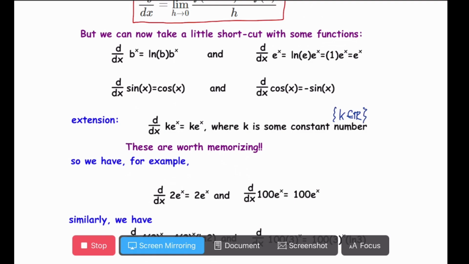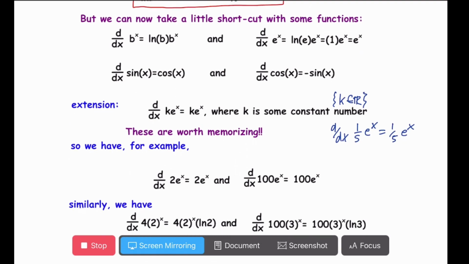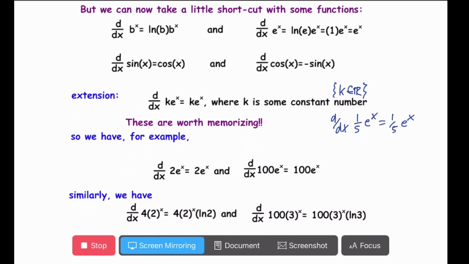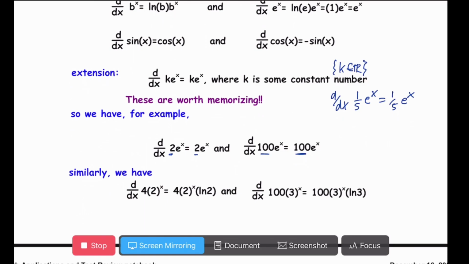So as an example, if I want to find the derivative of 1 over 5 e to the x, that's just going to be equal to 1 over 5 e to the x. All right, that's pretty convenient. And we might see with a couple more examples here that it doesn't matter what our k value is. If it's 2, if it's 100, this is still going to hold true.